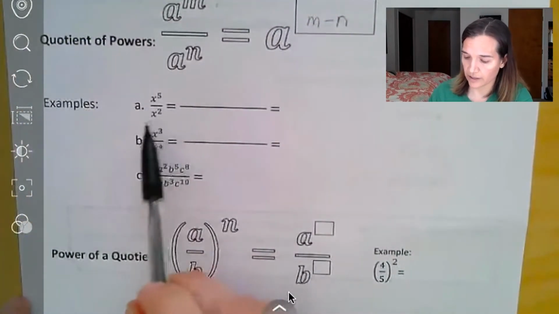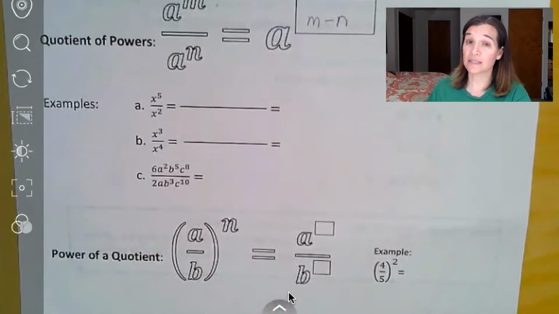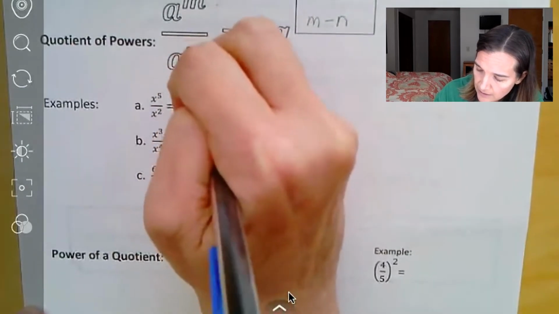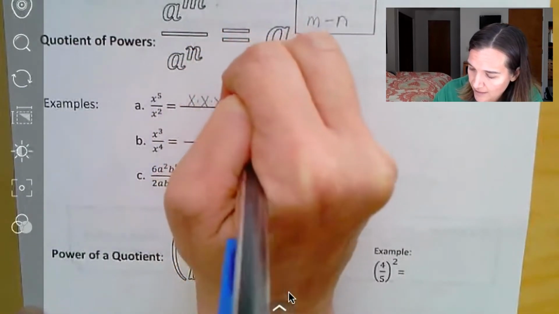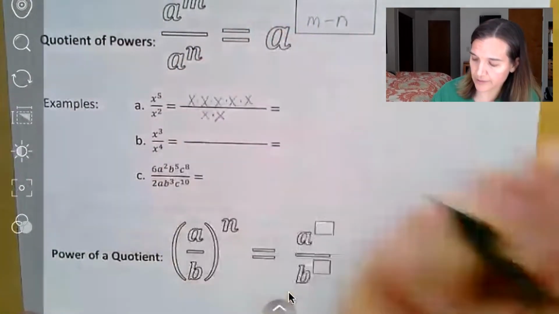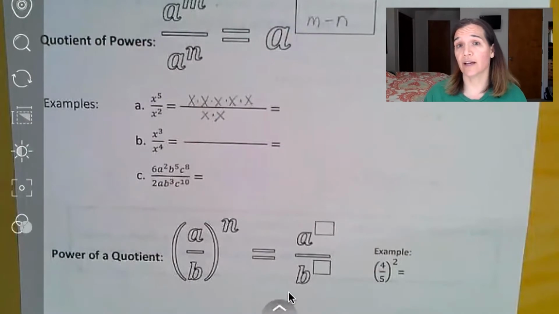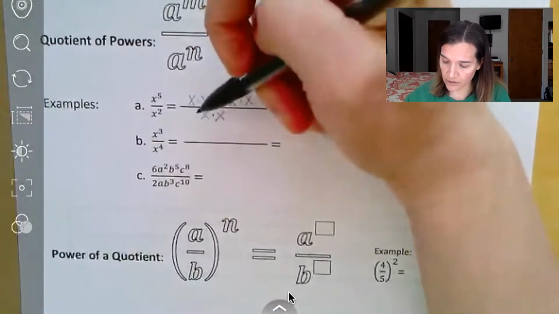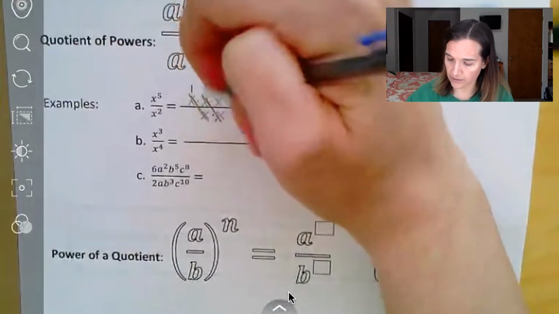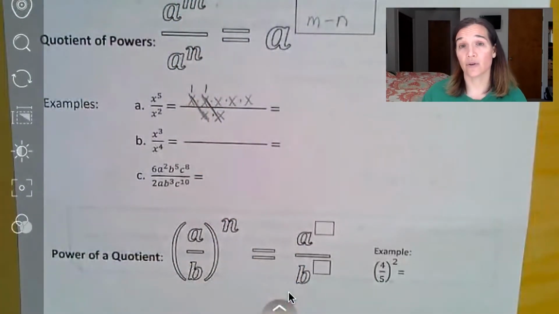X to the 5th power divided by x to the 2nd power. I'm going to expand it first so you can see why it works. X to the 5th power is the same as x times x times x times x times x, 5 of them. X squared is the same as x times x. And if we wanted to simplify it, we use the fact that anything divided by itself is equal to 1. 3 divided by 3, 1. Mrs. Adams divided by Mrs. Adams, 1. Here, x divided by x simplifies to 1. X divided by x simplifies to 1. And that's all that can be simplified there.